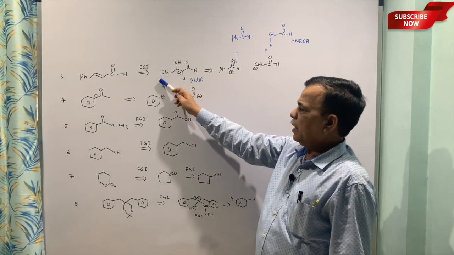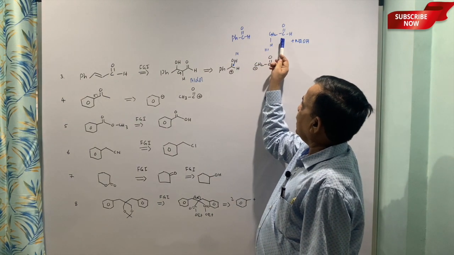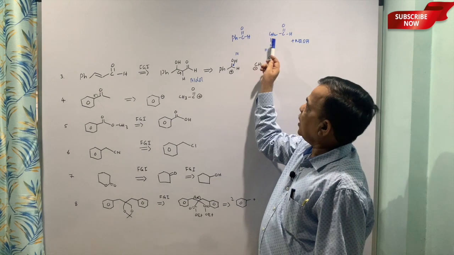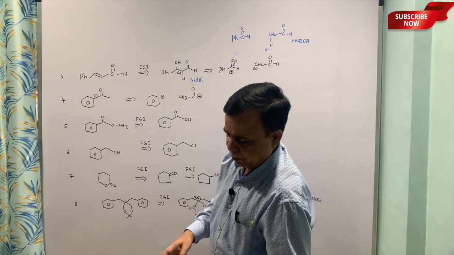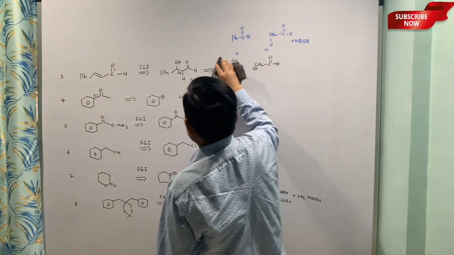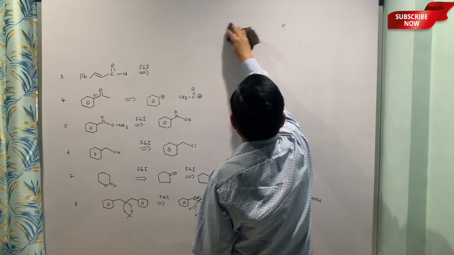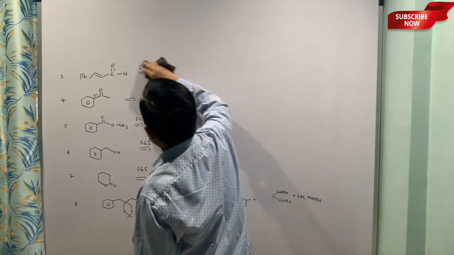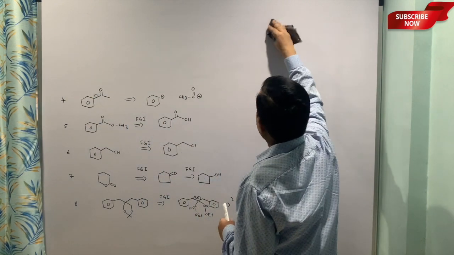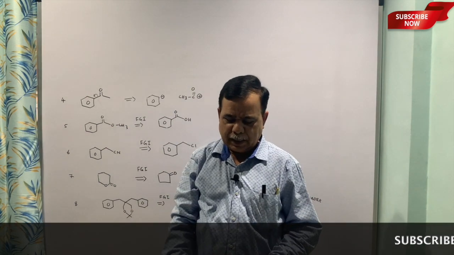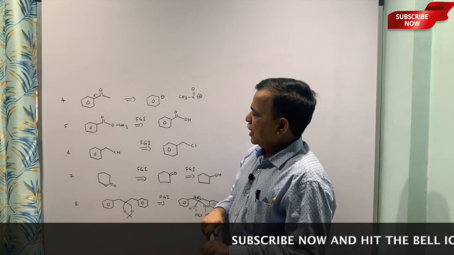So, this is FGI, this is disconnection, these are synthons, synthetic equivalents, and the forward reaction is you mix these two, you will get aldol, and the aldol on dehydration would give you the alpha beta unsaturated carbonyl compound. This is applicable to aldehydes and ketones as well. So, aldehydes and ketones you can synthesize by aldol condensation, and the aldehydes you can further oxidize to acids, esters. So, those are functional group interconversions or transformations.